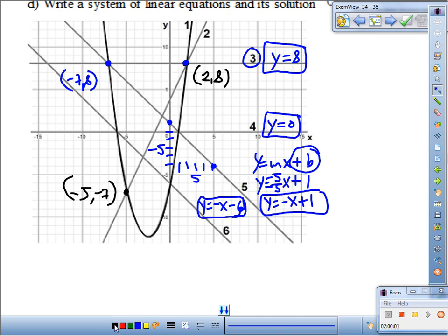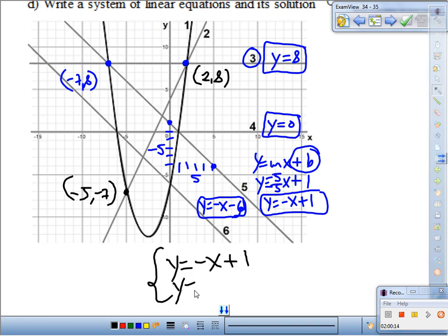Armando. Y equals negative x plus 1 and y equals 8. Is that a system of linear equations? Yes. Look at them. So we're looking at line 5 and line 3. Find me the solution to that system. Tell your neighbor, please. Solution to that system. 5 and 3.